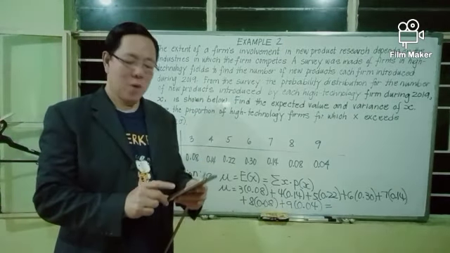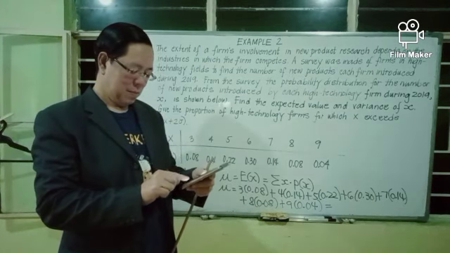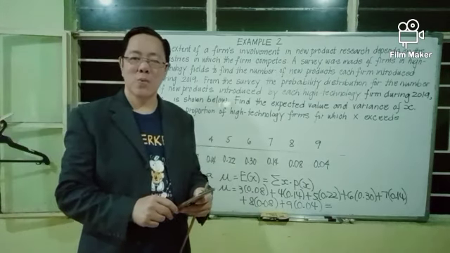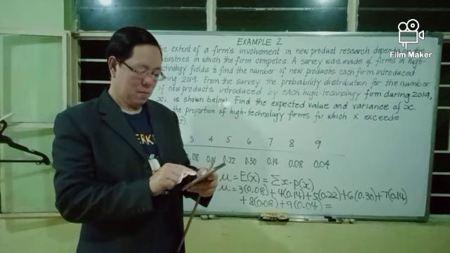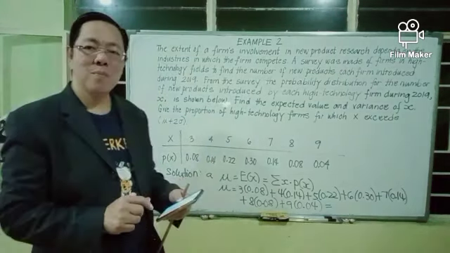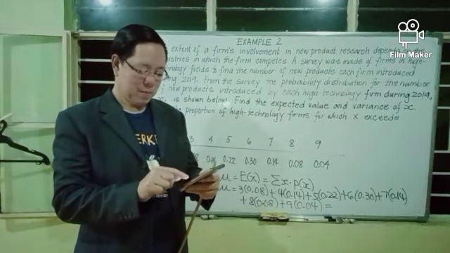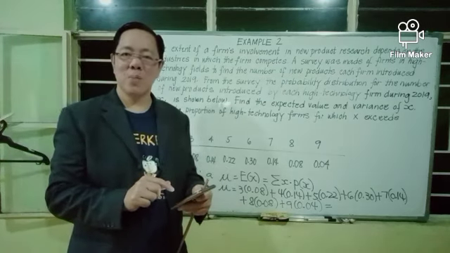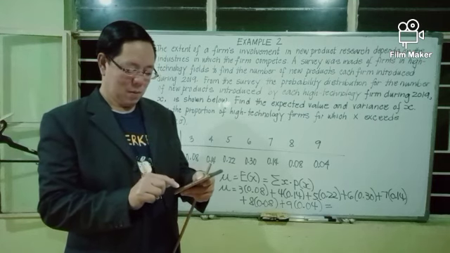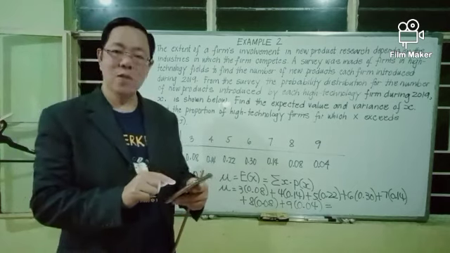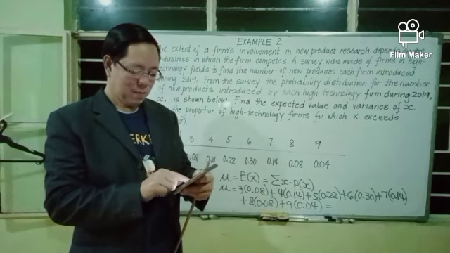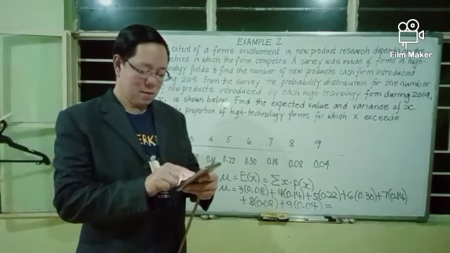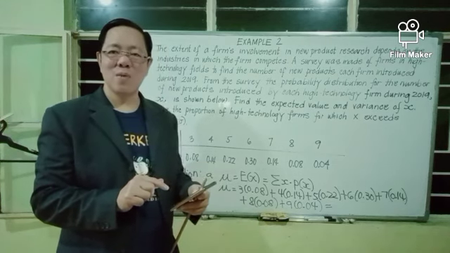We have 3 multiplied by 0.08 plus 4 multiplied by 0.14 plus 5 multiplied by 0.22 plus 6 multiplied by 0.3 plus 7 multiplied by 0.14 plus 8 multiplied by 0.08 and finally plus 9 multiplied by 0.04.